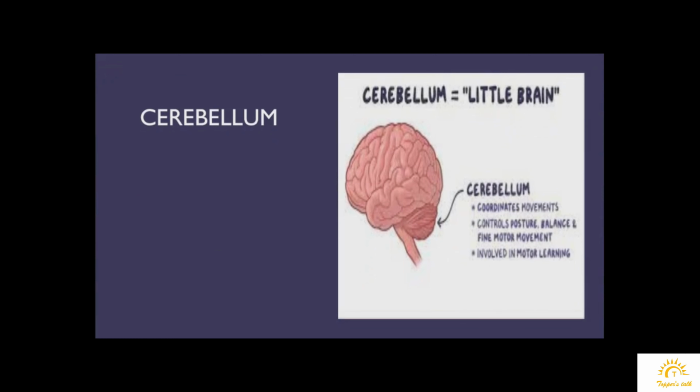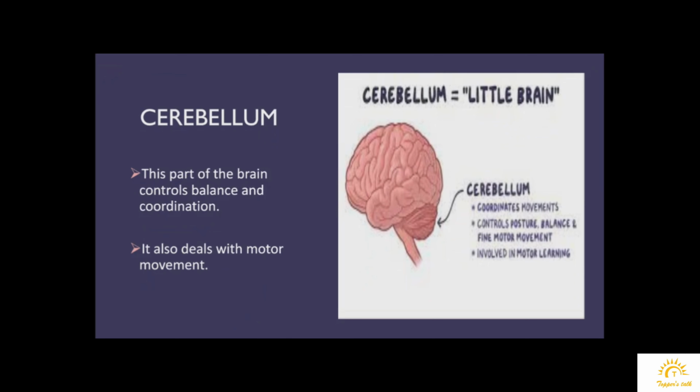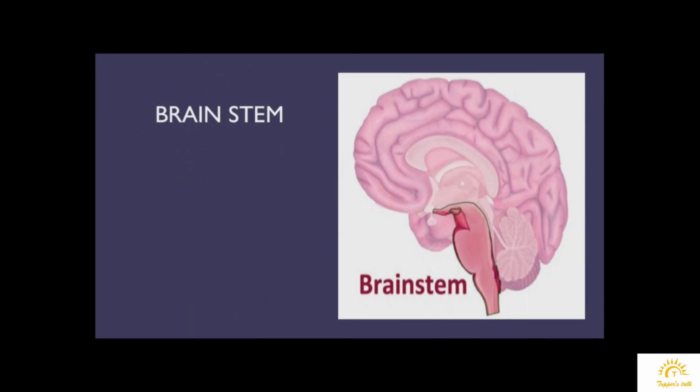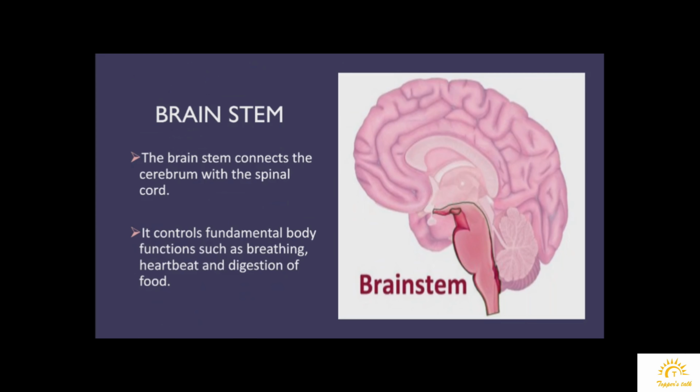Now let's learn about the second main part of the brain, which is the cerebellum. The cerebellum controls balance and coordination and deals with motor movements. It controls our posture and balance. Next is the brainstem. The brainstem connects the cerebrum with the spinal cord. It controls fundamental body functions such as breathing, heartbeat, and digestion of food.